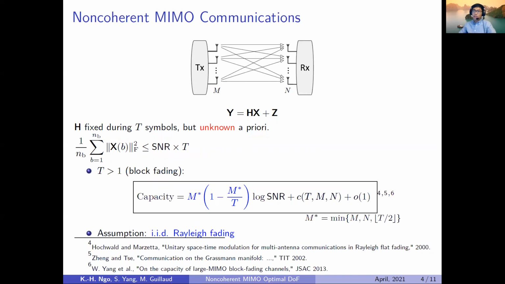Now, if the coherence time is larger than 1, then we have block fading, and the capacity is shown to have this form. It is this number, M star times 1 minus M star over T, where M star is given here, which is the minimum of the number of transmit antennas, the number of receive antennas, and half of the coherence time. This is multiplied with the log of the SNR, plus the constant term and vanishing terms. So here the optimal degrees of freedom is actually this number. To establish this result, the assumption is stronger. They assume that the channel is IID Rayleigh fading, so the channel matrix follows a Gaussian distribution.